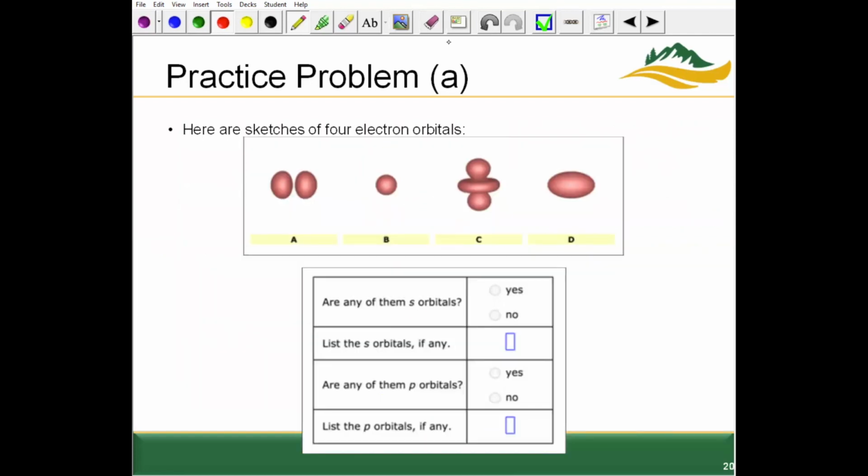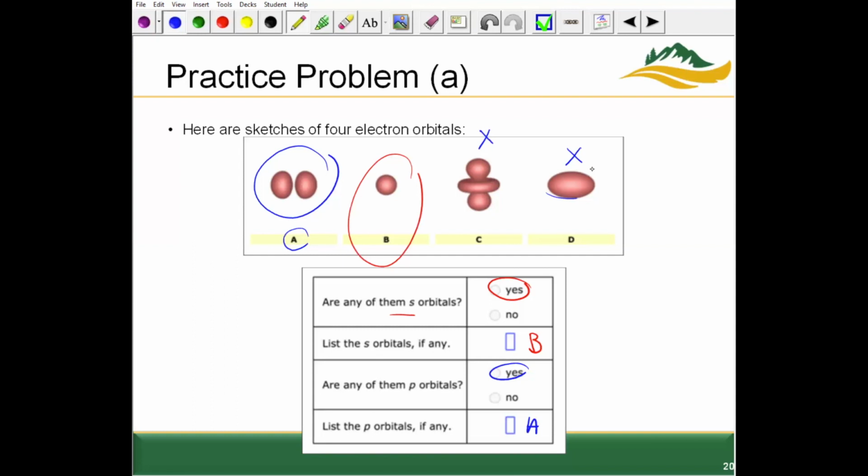So for a practice problem, are any of these s orbitals? Well, B looks very spherical. Are any of these p orbitals? Well, not this one. This one is not spherical, so this is also not an s orbital. This looks like two flower petals or two dumbbells or two eggs. This is a p orbital. Okay, so again, this one, no, because it's more egg-shaped.